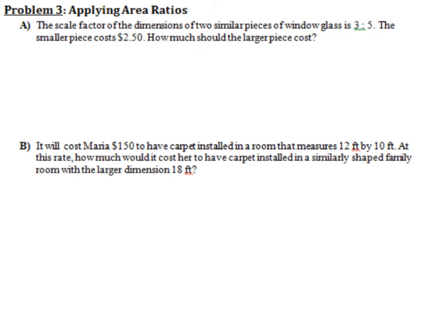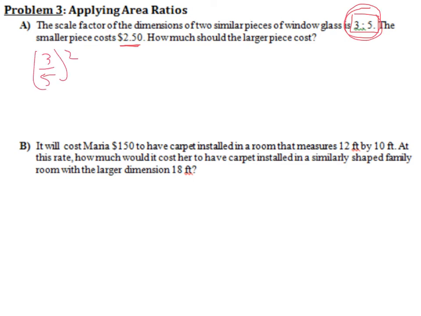I still have to set up a proportion. So it's saying that my perimeter ratio would be 3 to 5. Now when I'm talking about how much a piece of glass would cost, that's being the area of it. So I have to figure out what their area ratio is. So 3 out of 5 squared, that's what I'm going to use.